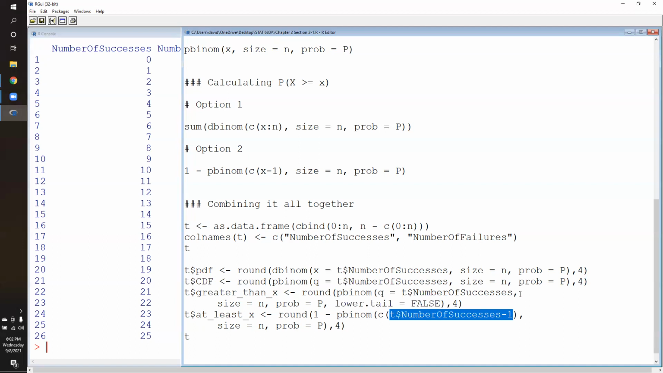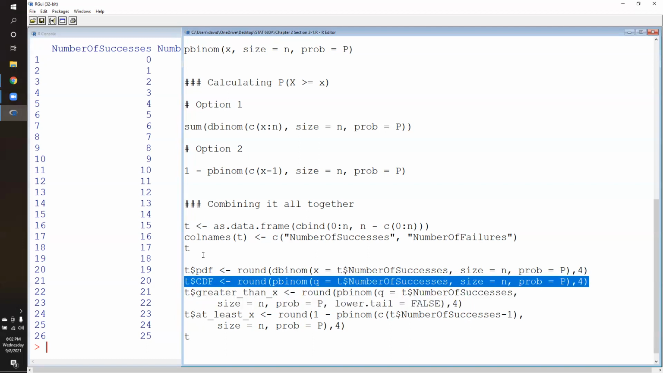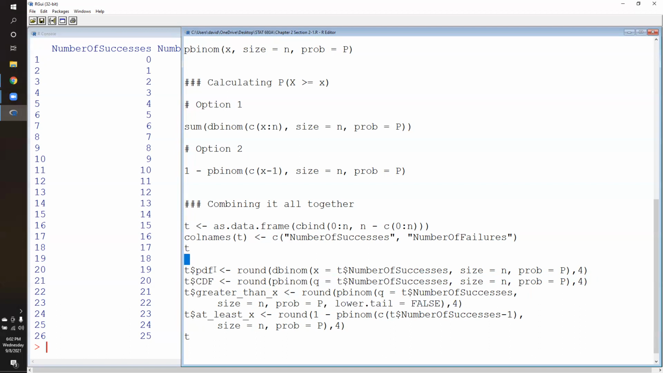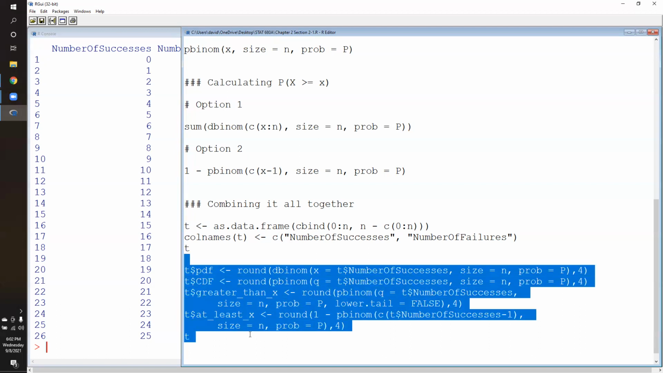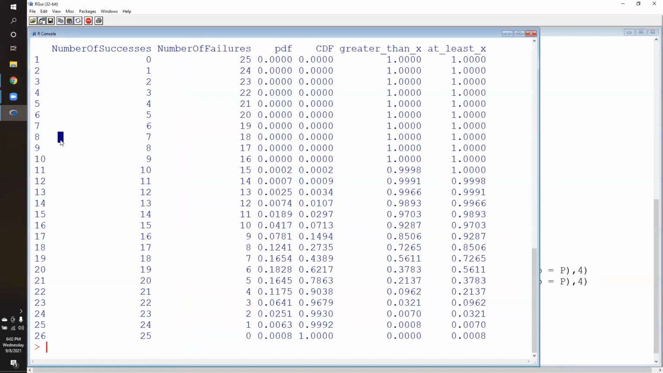Now, R ignores white space, so it doesn't matter that I had to use 2 lines here to code this, whereas before I put everything on 1 line. So just a heads up on that. So if we run all this, we can now look at the table in a little more detail.